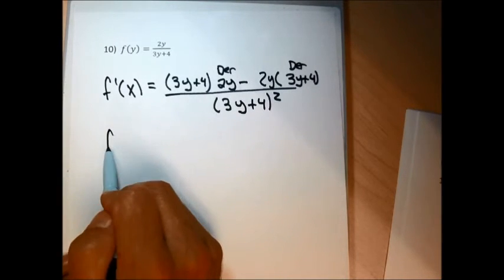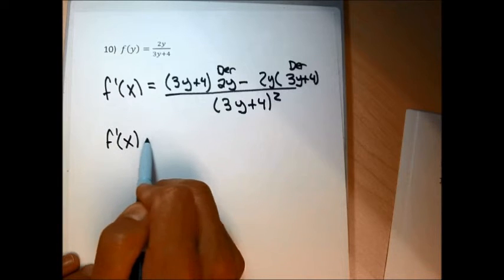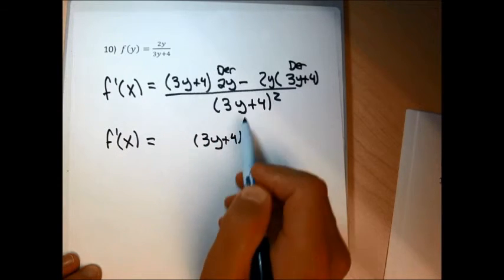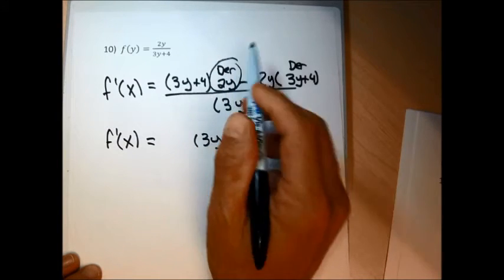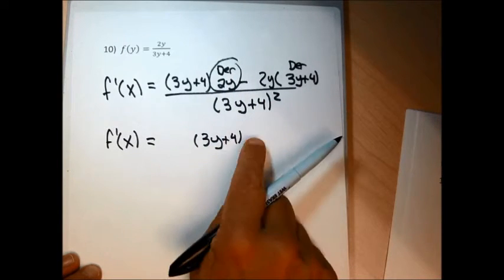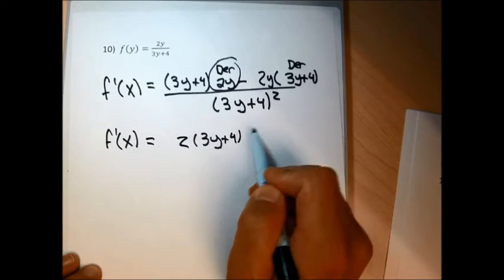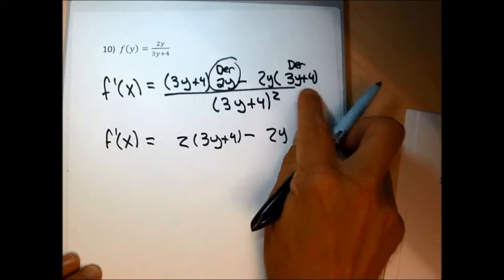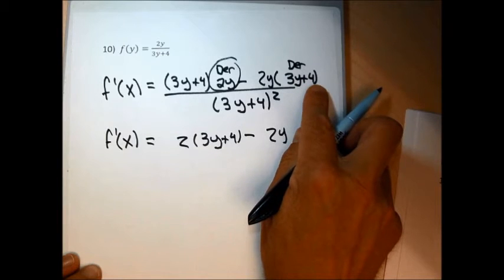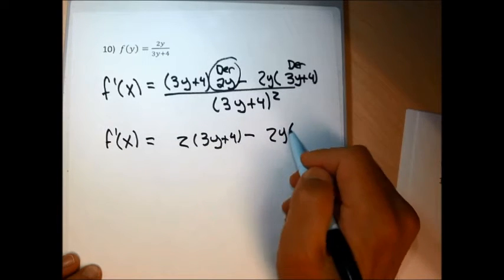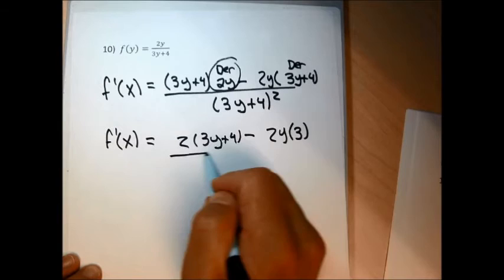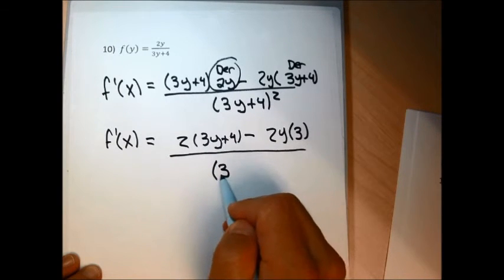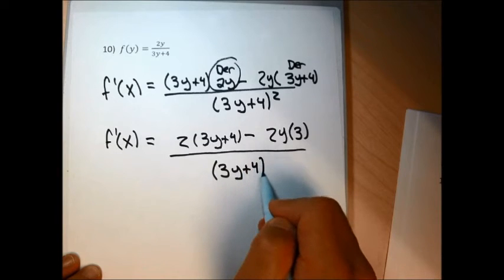Now I'll do the derivatives that I need to do and write them where they might be more helpful. So I'm going to leave the 3y plus 4, and the derivative of 2y is just 2, and I'm going to write that before as opposed to after the parentheses. And then I bring down this minus 2y. The derivative of 3y plus 4, the derivative of 4 is 0, the derivative of 3y is 3. So that second piece is 2y times 3, and then all over 3y plus 4 squared.